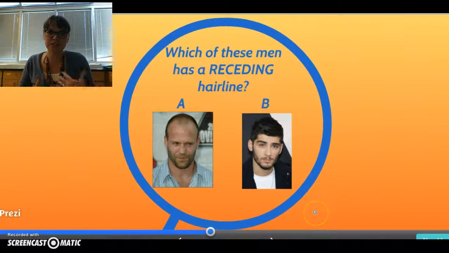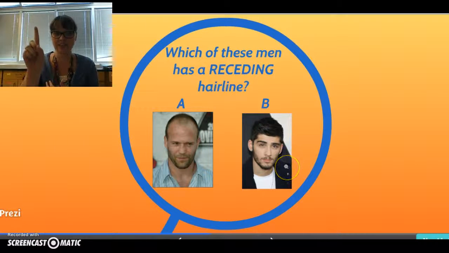Now, let's look at the other term, recessive. So let's look at another form of that word. This question says, which of these men has a receding hairline? Is it A or B? Who has the receding hairline?